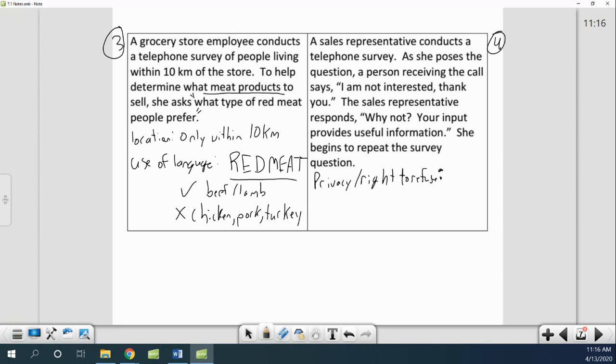But let's say that this salesperson pressures her, "Why not? This is useful," and keeps going. Let's say it keeps her on the line. For some reason, she doesn't hang up. How accurate are her responses likely to be? Does she want to be there? Does she want to be answering these questions? Does she care about what they're talking about? Not at all.